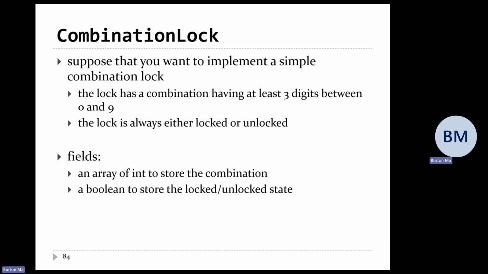Okay, so let's look at an example where you have a class. It's got an array inside of it. The elements inside the array are primitive. Right, so I want to implement a combination lock.